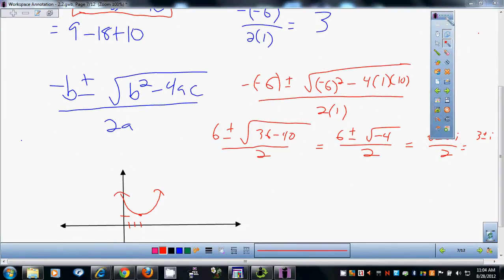You have to picture your vertex has to be accurate. If it's positive, it needs to go up. If it's negative, it needs to go down. Other than that, no, if you don't have intercepts.